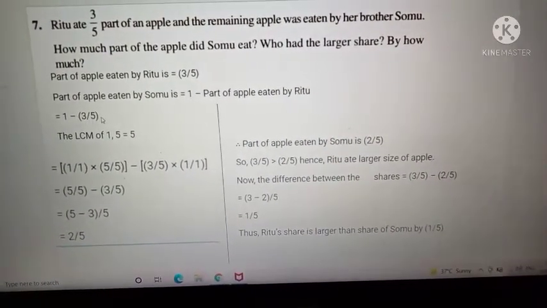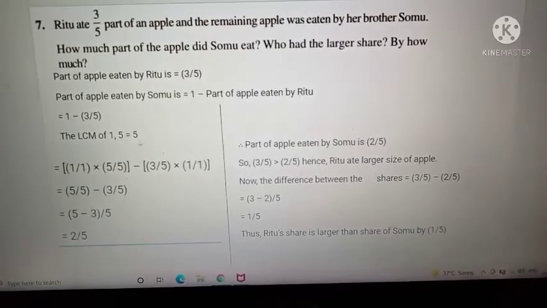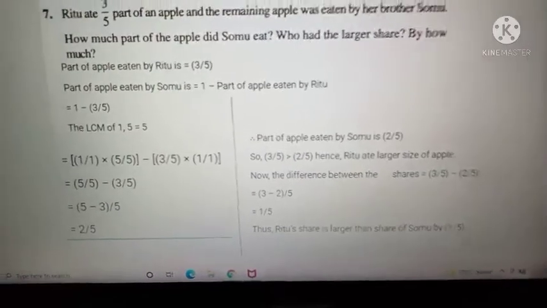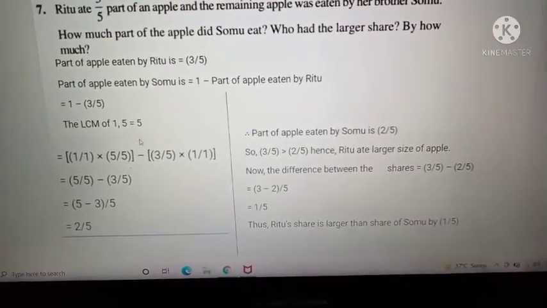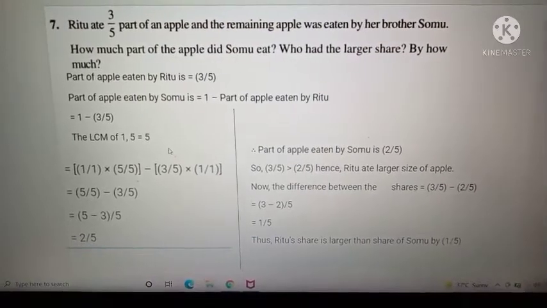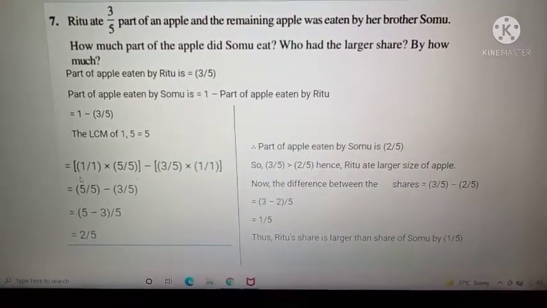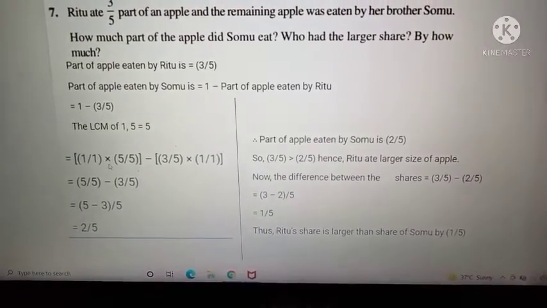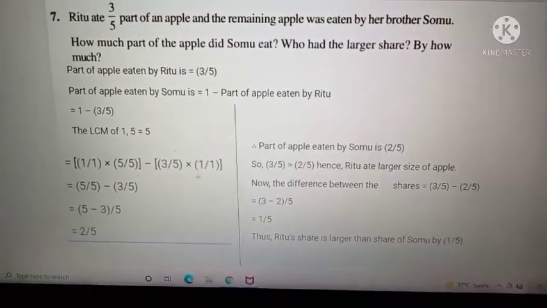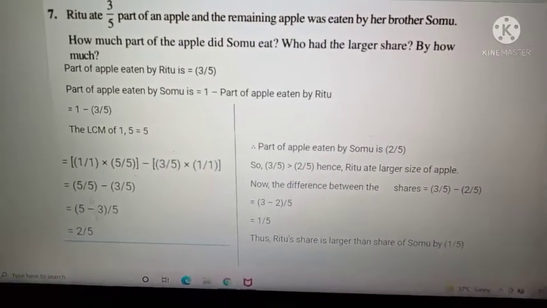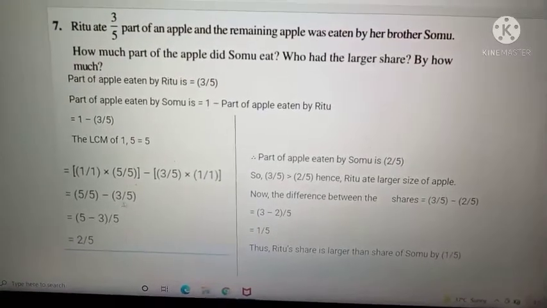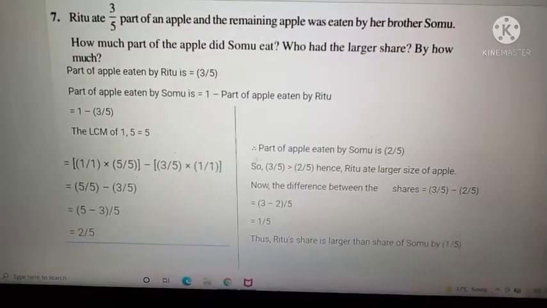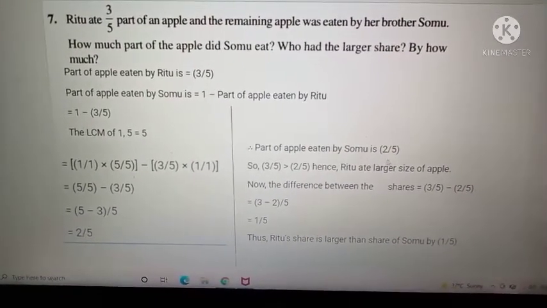That is 1 minus 3 by 5. LCM of 1 and 5 is 5. Here it is 1. So what will be the denominator? 1 by 1. That's why we take 1 and 5. So LCM of 1 and 5 is 5. Now we are going to change the denominators into that LCM number, that is 5. So 1 by 1 into 5 by 5 minus 3 by 5 into 1 by 1. That is 5 by 5 minus 3 by 5. That is 5 minus 3, 2. 2 by 5. Now the part of apple eaten by Somu is 2 by 5.